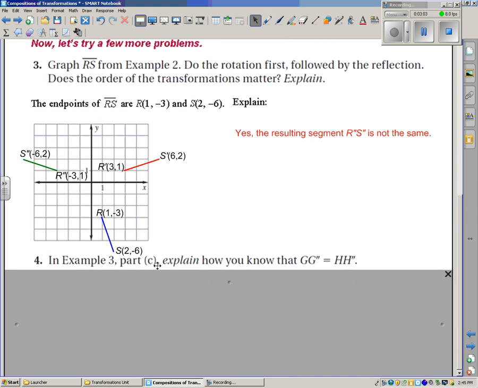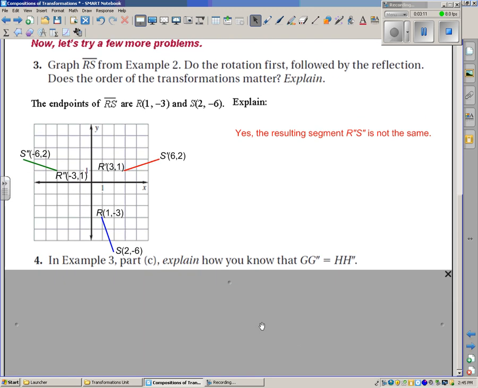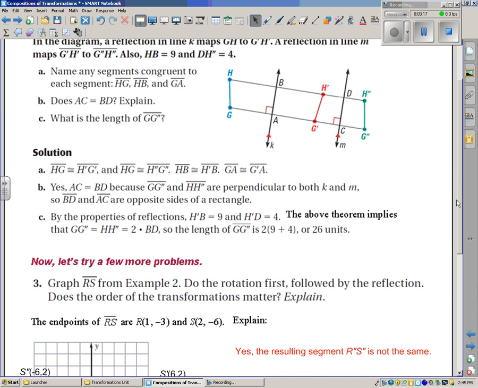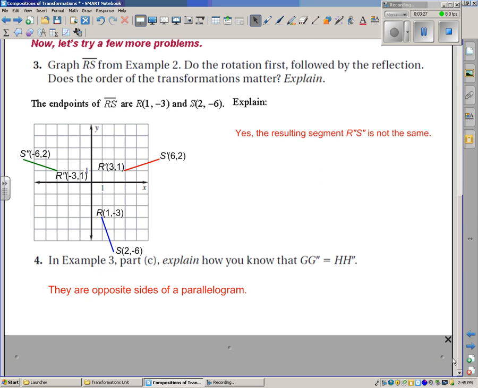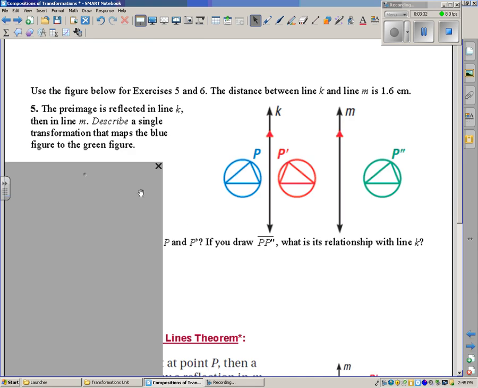In example 3 of part C above, that we're talking about this one here, what is the length of G prime, G double prime? Why is it equal to H double prime? It's because they're opposite sides of a parallelogram. So if we look back up here, we notice that G double prime and H double prime are opposite sides of a parallelogram. Sorry about all that going back and forth. Let's try another one here.